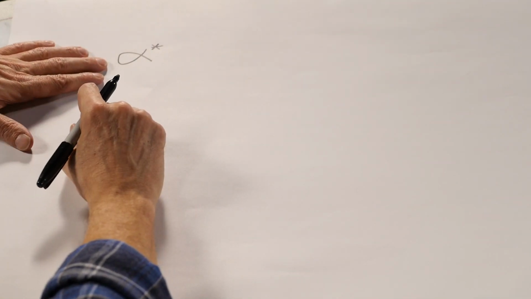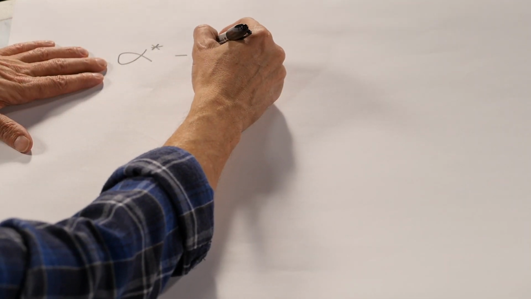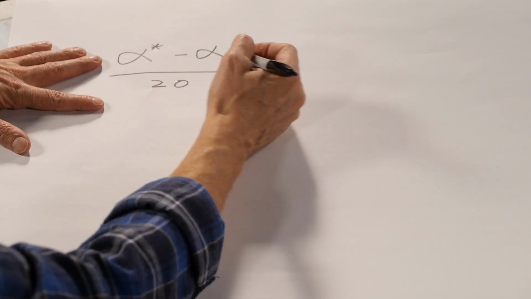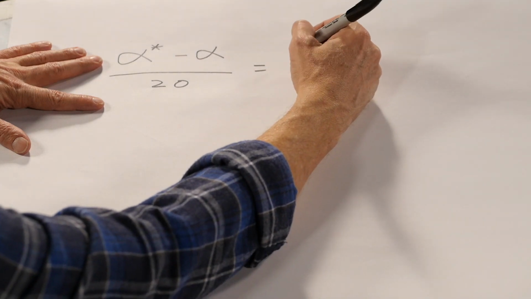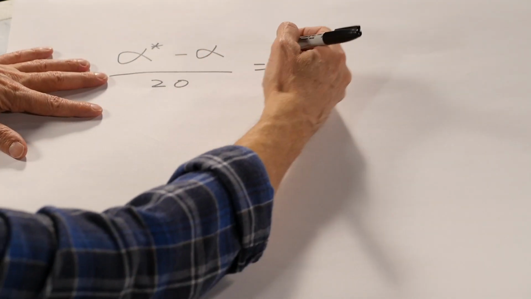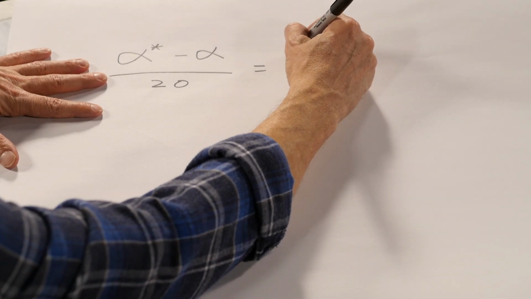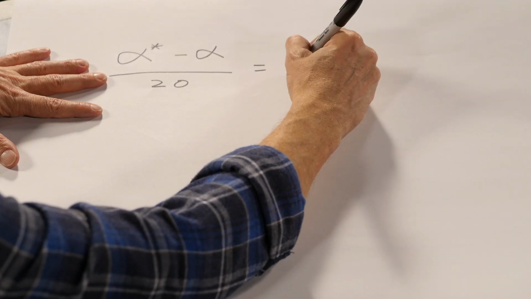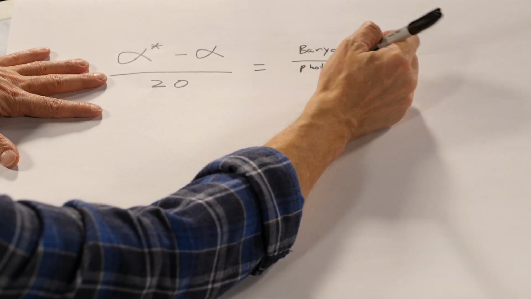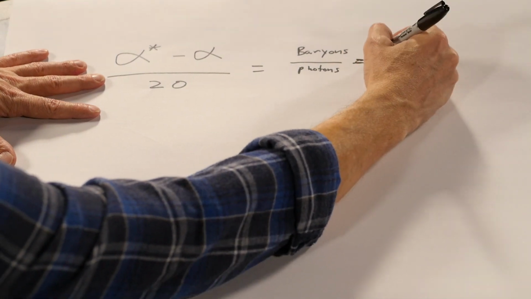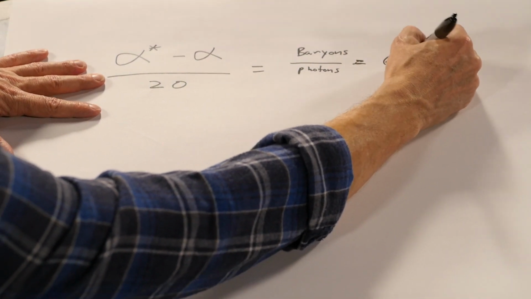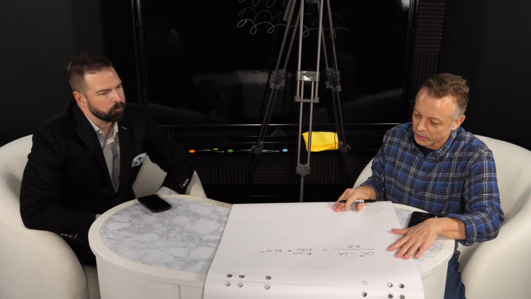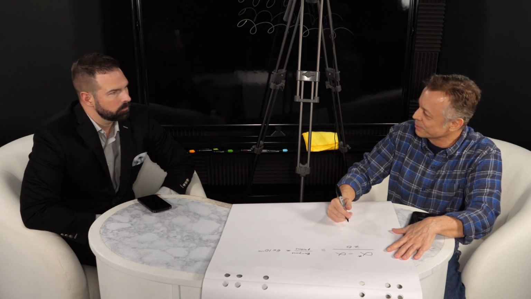So the fine structure constant we got from existics minus the fine structure constant we get from experiment, divided by 20, or B I should say, gives us the ratio between baryons and photons in the universe, which equals about 6 times 10 to the minus 10. Right? Yes. Okay. But there's more.